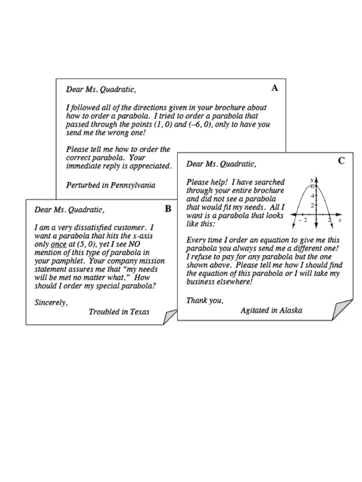Part A. Dear Mrs. Quadratic, I followed all the directions given in your brochure about how to order a parabola. I tried to order a parabola that passes through the points (1, 0) and (-6, 0), only you sent me the wrong one. Please tell me how to order the correct parabola. So those look like x-intercepts, so we do y equals x minus 1 and x plus 6, because 1 minus 1 will be 0, and -6 plus 6 would make 0.